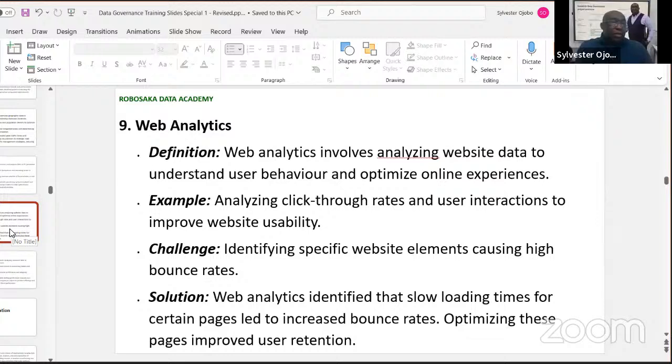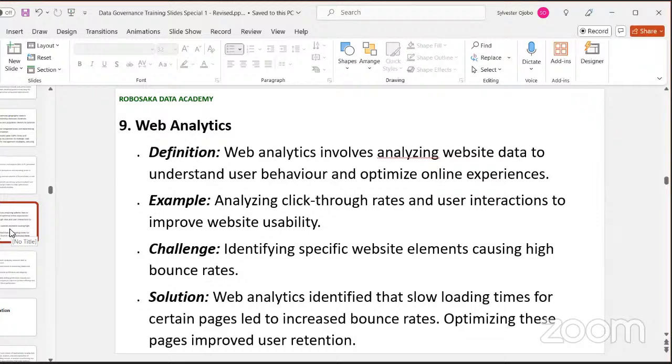You click yes or no, whether you're the one or not. So they have all those software now on websites like Facebook and the rest of them. Even banks have it. Banks also use web analytics.